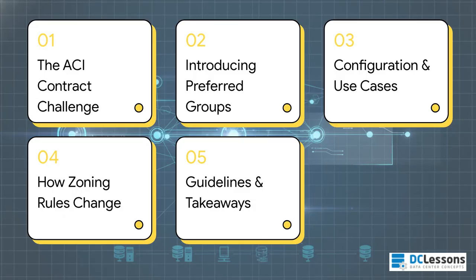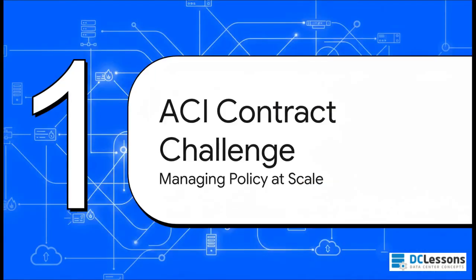So, here's our game plan for today. First, we're going to unpack the challenge that ACI contracts can create, especially when you scale up. Then, we'll introduce preferred groups as a much simpler path forward. We'll walk through the super simple two-step configuration, peek under the hood to see what's actually changing in the hardware, and then wrap it all up with some crucial guidelines and takeaways. Okay, let's get into Section 1.